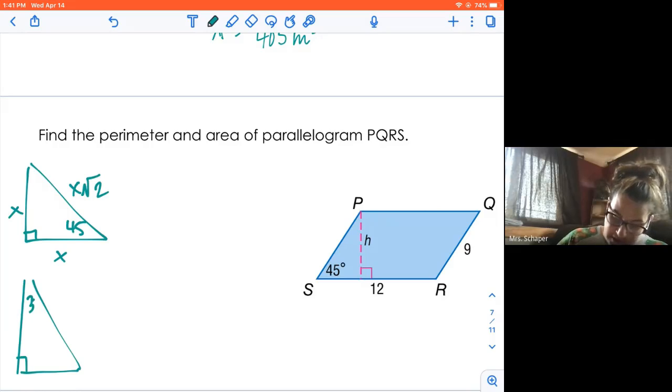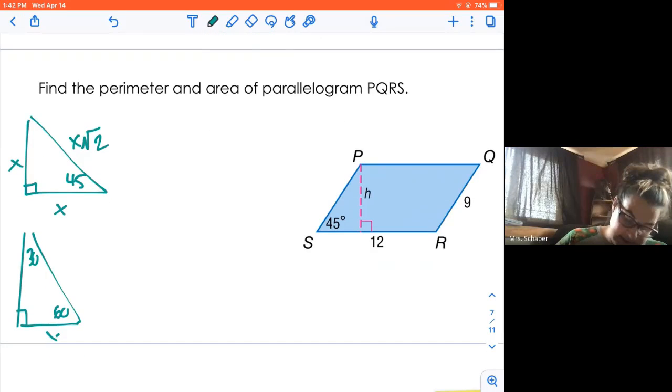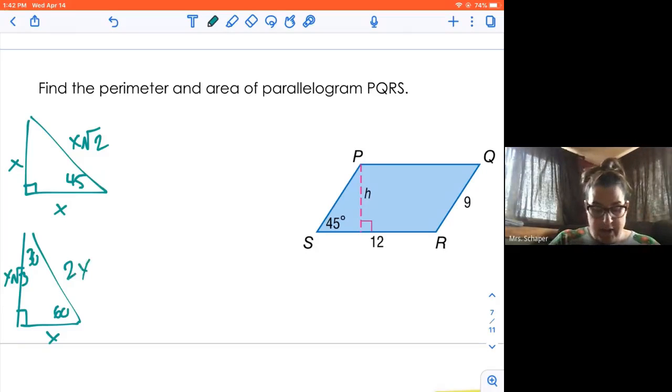So this is 30, this is 60, then I have x square roots of 3, and 2x. So I can use that information to help me find the missing side length. So you're going to be pulling those trig functions back. So I know that this is 9. And what I need to do is figure out what those measurements are.